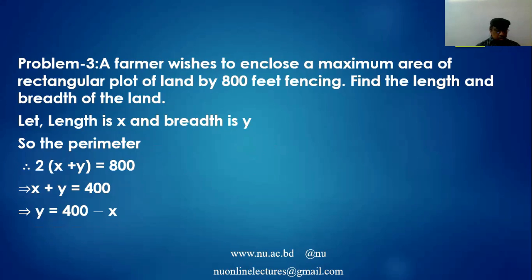So solution, let length is x and breadth is y. Just you are considering length is x and breadth is y. So the perimeter 2 into (x plus y) equal to 800, because the perimeter 800 is given. The fence is 800 given. So 2(x plus y) equal to 800. After simplifying, it will be x plus y equal to 400 and y is equal to 400 minus x. So my dear students, this is the value of y, it's coming from the perimeter formula.